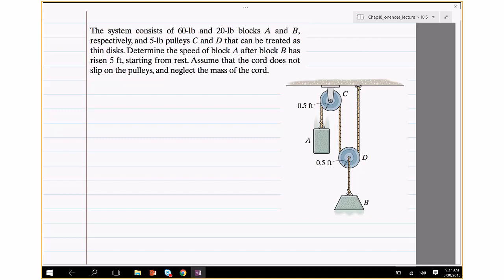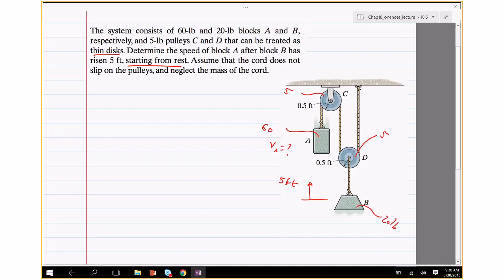Okay, the system consists of a 60-pound and a 20-pound blocks A and B, so 60 and 20, and 5-pound pulleys C and D, so 5 and 5, that can be treated as thin discs. Determine the speed of block A after block B has risen by 5 feet. So you've got to find the speed of A starting from rest. Assume the cord does not slip on the pulleys and neglect the mass of the cord.